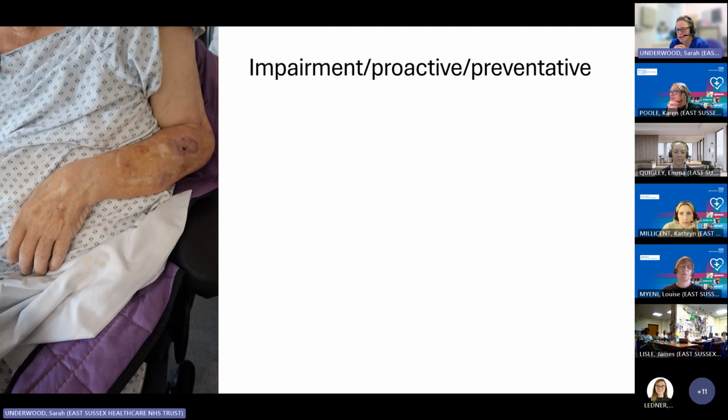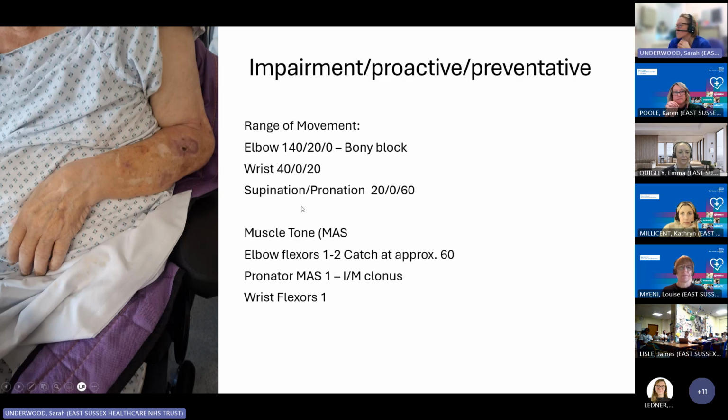This is a gentleman that had an acute infarct, bilateral cerebellar infarcts, basal ganglia, thalami, cerebellar, so a multi-embolic stroke. And he was approximately 4 weeks post-stroke when he presented with this presentation. It developed over time. His elbow range of movement, we could get 140 degrees of flexion. You couldn't quite get extension.